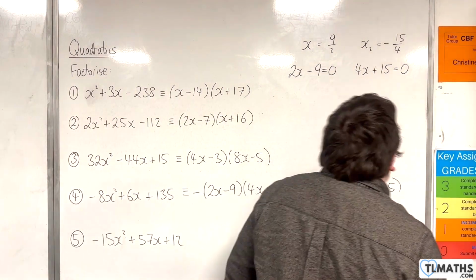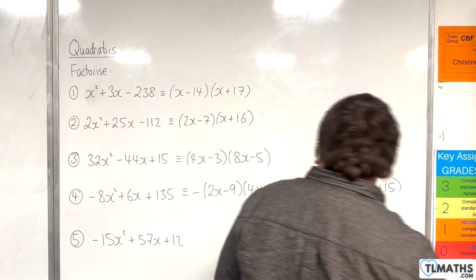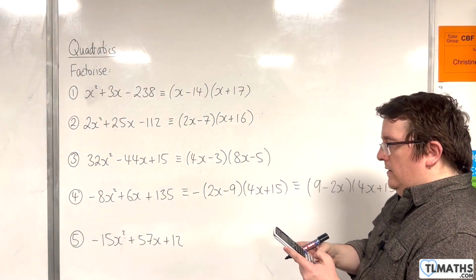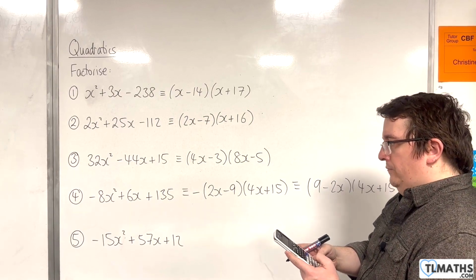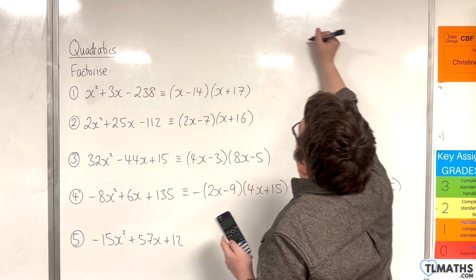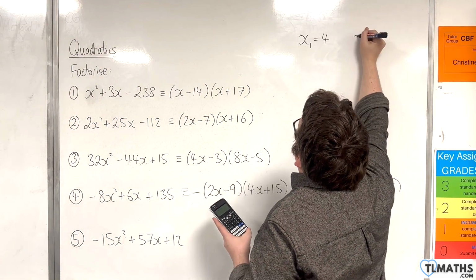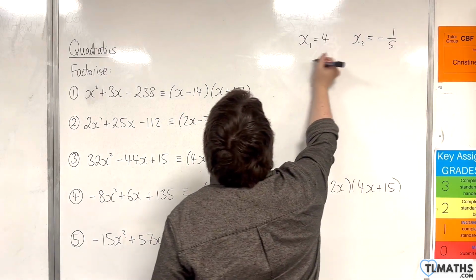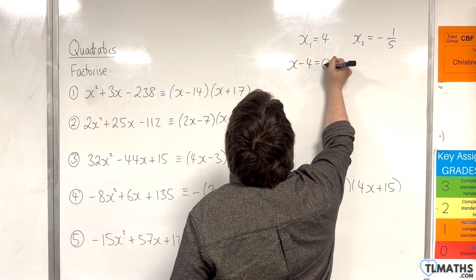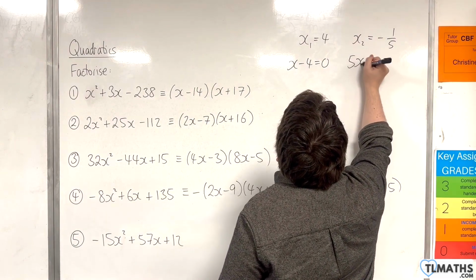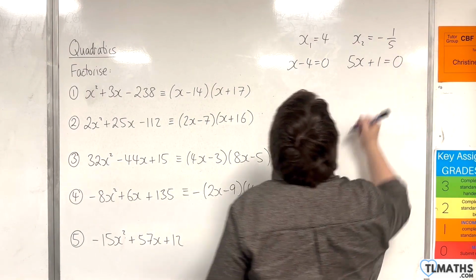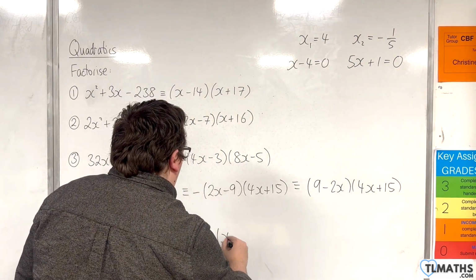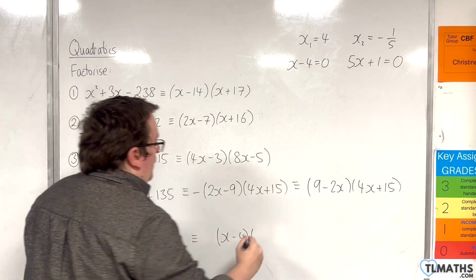Let's look at the last one. So the last one, we have minus 15, 57 and 12. So we get x1 is equal to 4 and x2 is equal to minus 1/5. So take 4 from both sides and multiply both sides by 5 and add 1 to both sides. So here we've got x minus 4 and 5x plus 1.